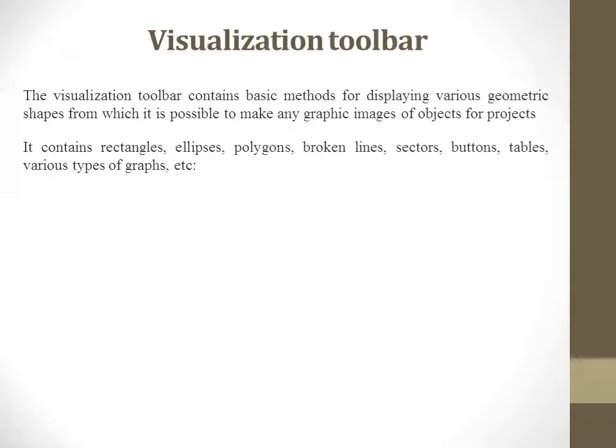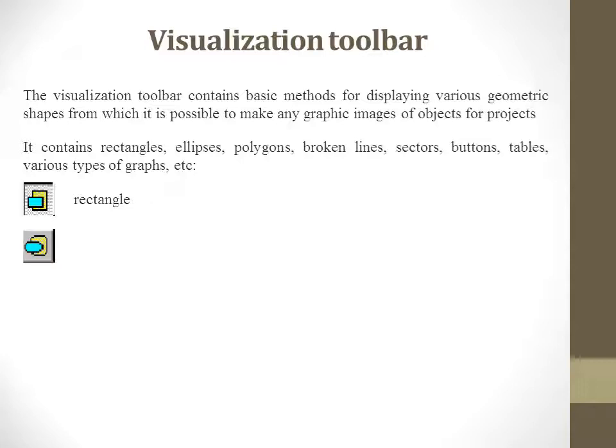It contains some elements such as rectangles, ellipses, polygons, broken lines, sectors, buttons, tables, various types of graphs, etc. So let's talk about them more clearly. The first element is rectangle. As we see, by clicking on this button, we can create a rectangle as the object of our visualization.